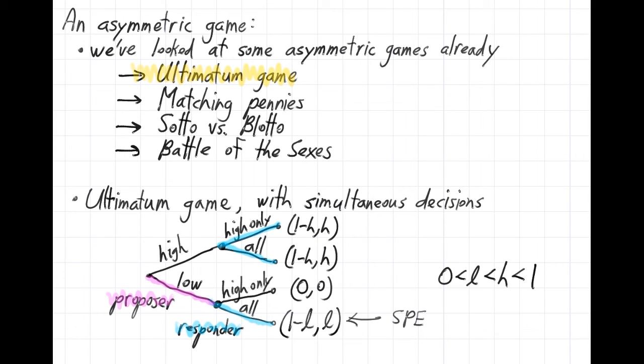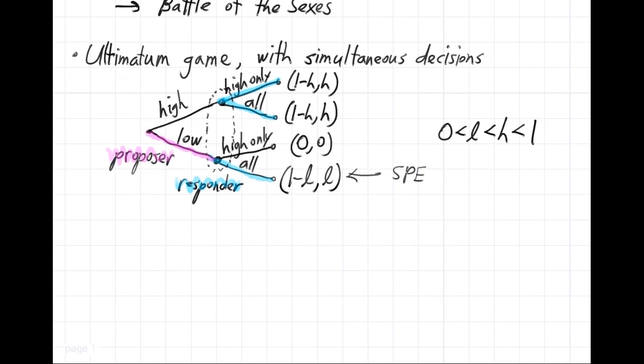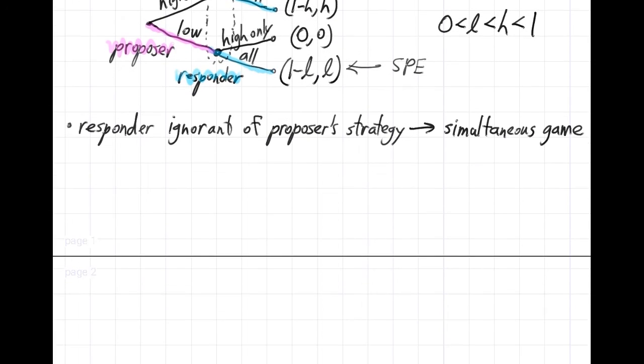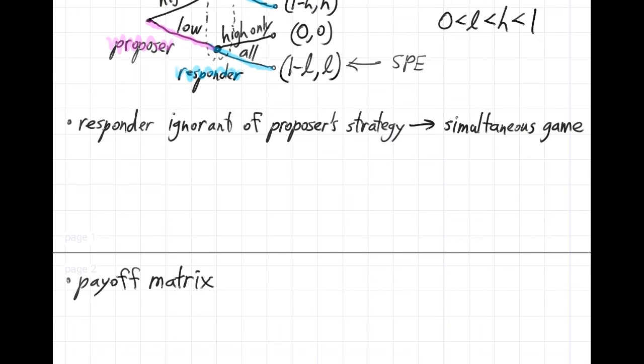That's the extensive form of the game with our decision tree, but let's consider the case where the responder doesn't know what the proposer is going to do, and we can indicate that with a little bubble around the responder's choices. Effectively now, since the responder is ignorant of the proposer's strategy, it's effectively a simultaneous decision, or we could say it's a simultaneous game. And since it's a simultaneous game, we can represent it with a payoff matrix. In other words, it becomes a normal form game.